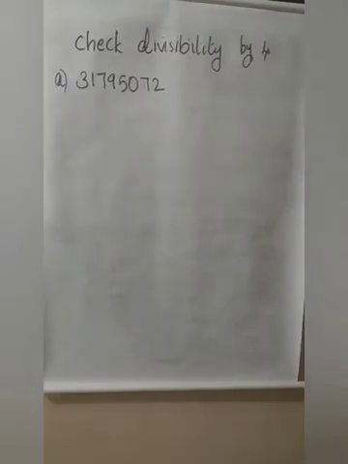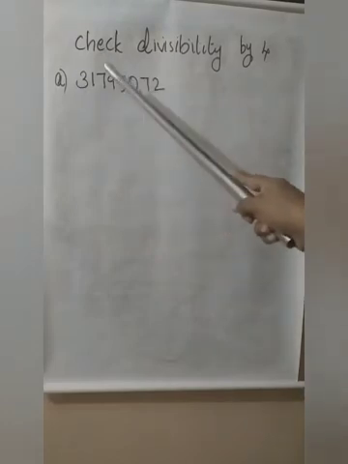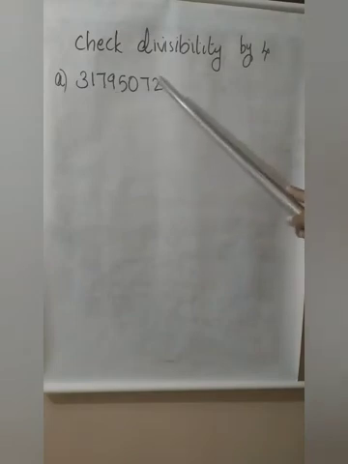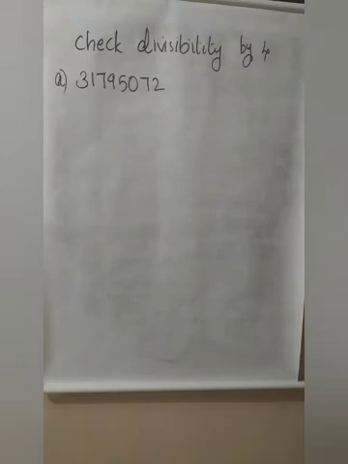So the first question, check divisibility by 4. This is the first question. How can we read this number? 3 crore 17 lakh 95,072. So, how many digits is this number? 2, 4, 6, 8 digits, isn't it? So, we need to check the divisibility by 4.